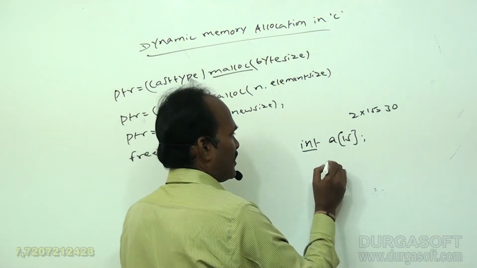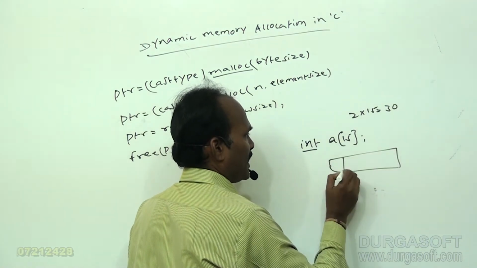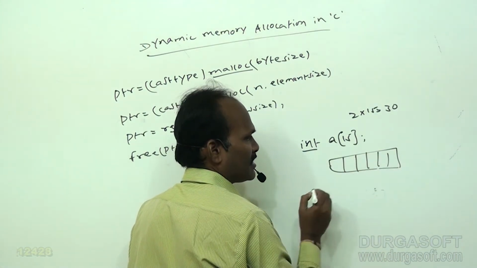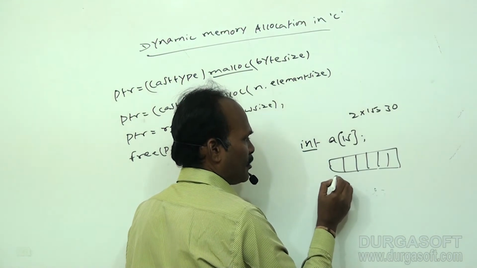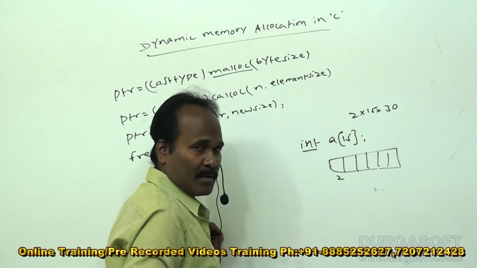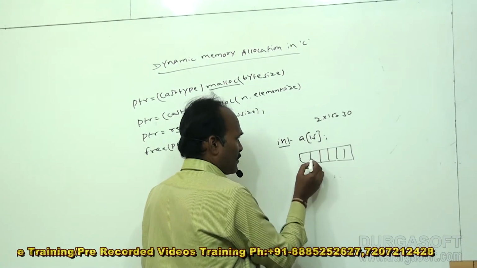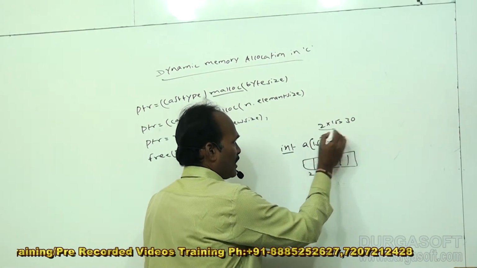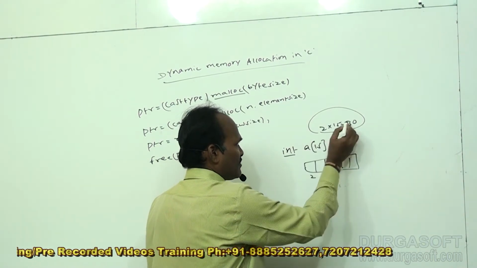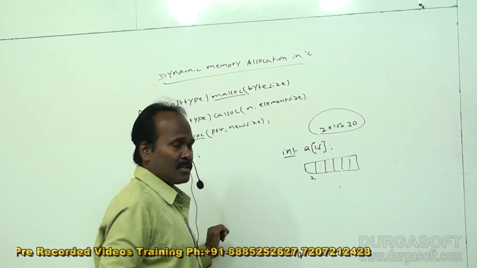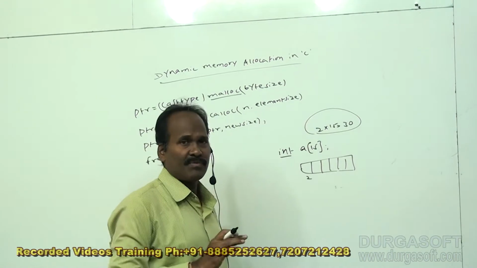Suppose like this, here it is going to allocate 15 cells. Each and every location is going to occupy 2 bytes of space. And what is the total amount of space required for this array? 30 bytes. So once I declare a[15], that is fixed.